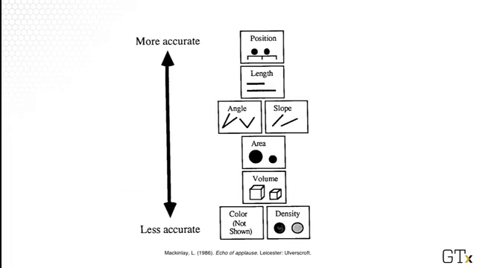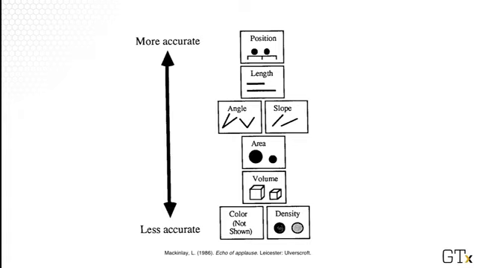In summary, what that means is that positioning or using length are really accurate, and you can also detect them very quickly. And as you go down, where we leverage the angle or slope of the items that we're looking at, then we get worse. And even worse are the cases where we use area or volume. And the very interesting case is that color is actually the least accurate.